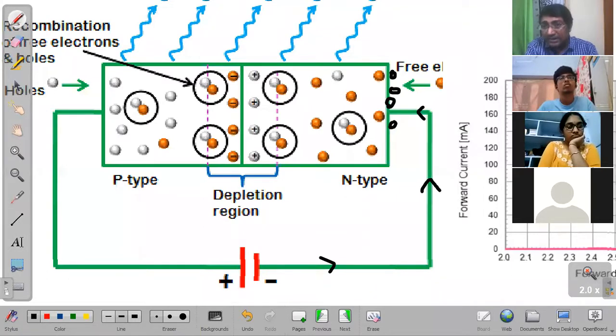As soon as you supply electric current in this fashion, that means the positive of the battery is connected to the P-type and the negative of the battery is connected to the N-type, we call it forward biasing. Don't worry about the name. When you connect it like that, a lot of electrons get accumulated over here. And another thing that happens is whatever electrons were available here, they just run towards this side. Electrons start moving over here.